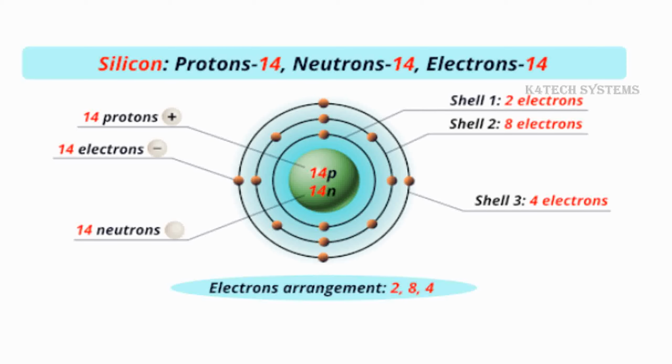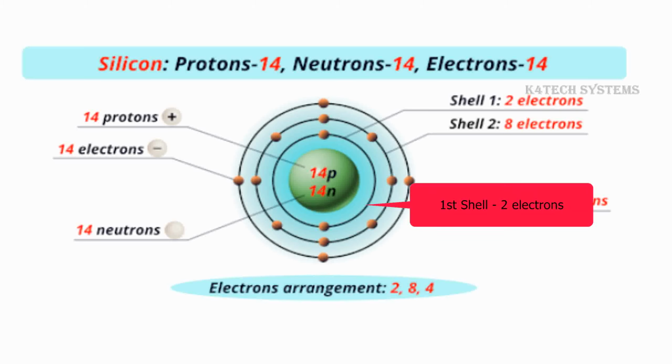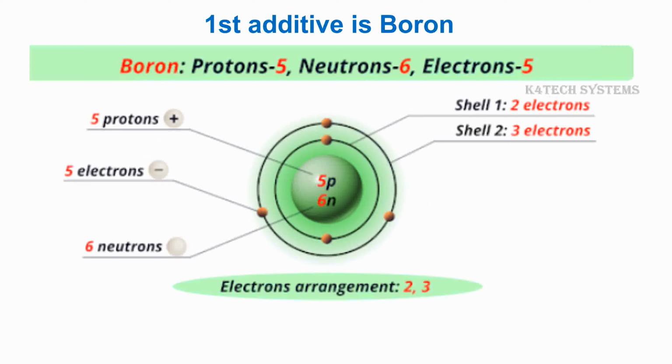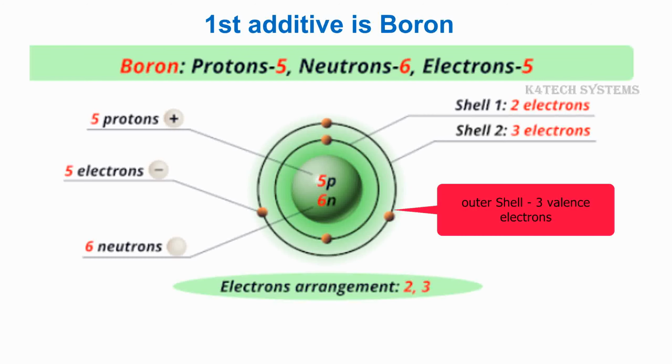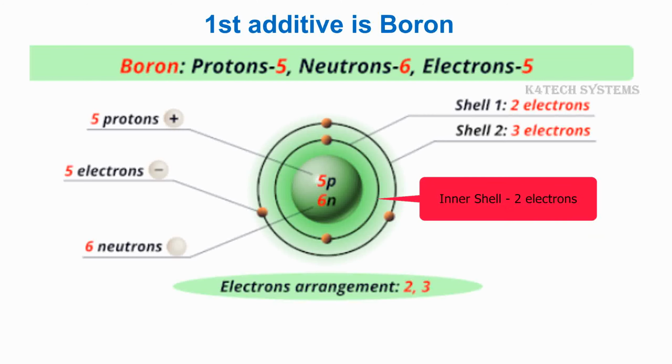There are 14 protons and 14 neutrons in the nucleus. In the outer three shells there are 14 electrons. In the first shell 2 electrons, second shell 8 electrons and in the third shell 4 electrons. In the outer shell all 4 electrons are valence electrons. To modify the silicon atom, boron and phosphorus are used as additives. In the boron atom there are 5 protons and 6 neutrons. In two shells there are a total of 5 electrons. In the outer shell there are 3 valence electrons.